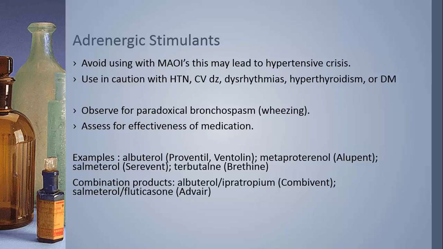Some examples of this group are albuterol, whose trade names are Proventil and Ventolin; metaproterenol, which is Alupent; salmeterol, Serevent; and terbutaline, which is Brethine. Some of your combination products in this class are albuterol with ipratropium, which is Combivent, and salmeterol with fluticasone, which is Advair, the purple disc that has become quite common.